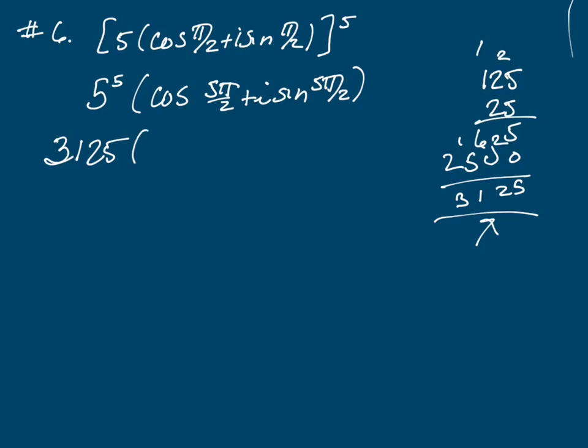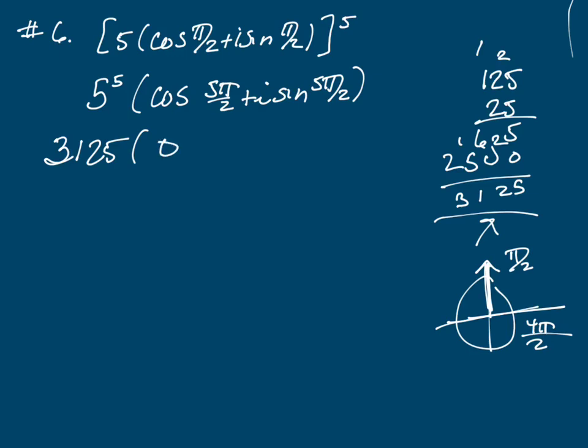Okay, 5 pi over 2. Let's talk about this. This is 4 pi over 2, right? 2 pi is the same thing as 4 pi over 2, so on the unit circle, and then another pi over 2 would be right here. So it's the same thing as regular pi over 2. So 5 pi over 2 is the same thing as pi over 2.